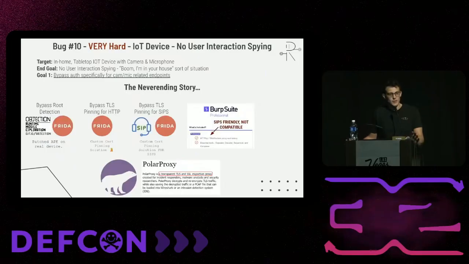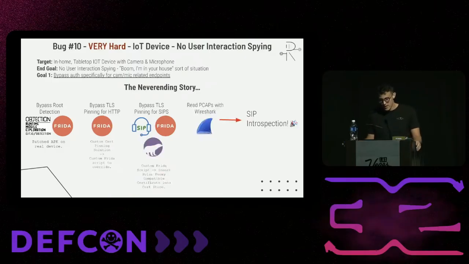So I had to find a transparent proxy, and for this I used Polar Proxy. It's a transparent TLS and SSL inspection proxy. So I took that and I took the cert for that and I inserted it into the trust store for that specific mobile app, and then I proxied all the stuff through Polar Proxy, and that would output a PCAP file. And then finally, we had access to reading what was going on, and I was able to get introspection on SIPs without breaking the whole app.